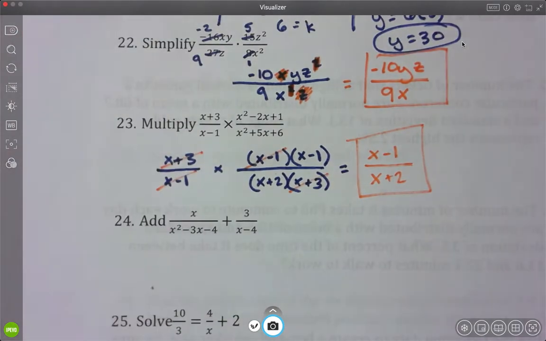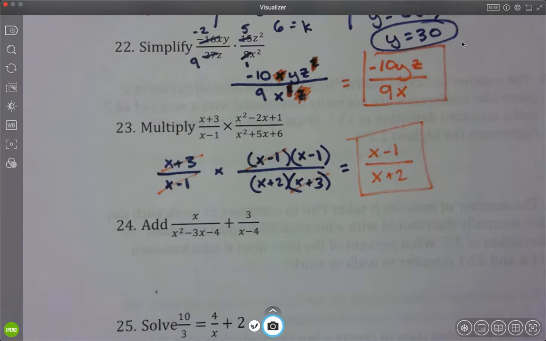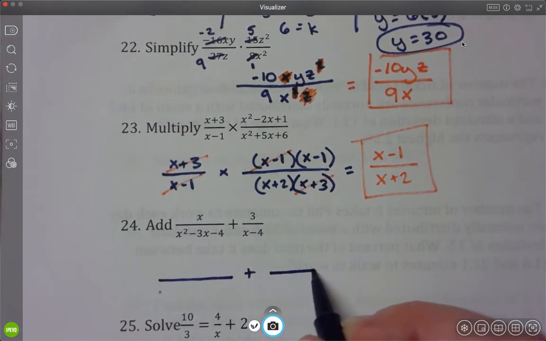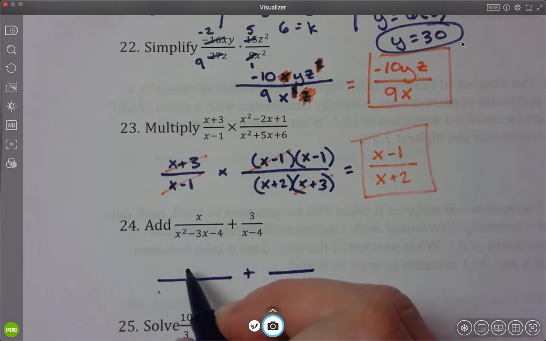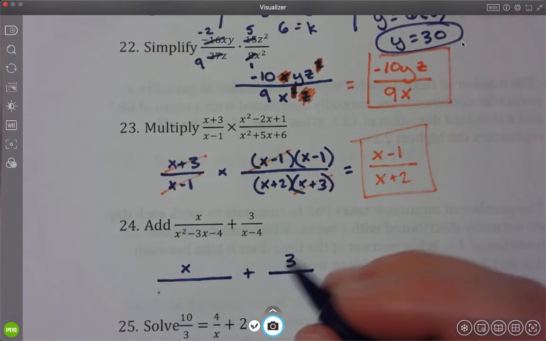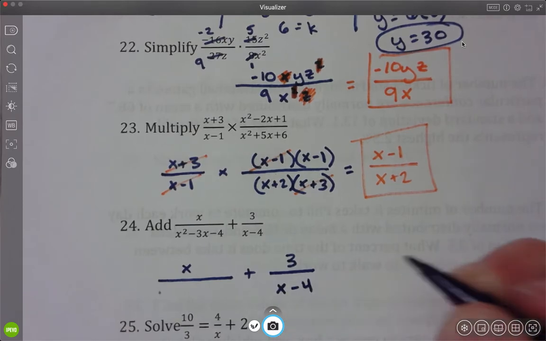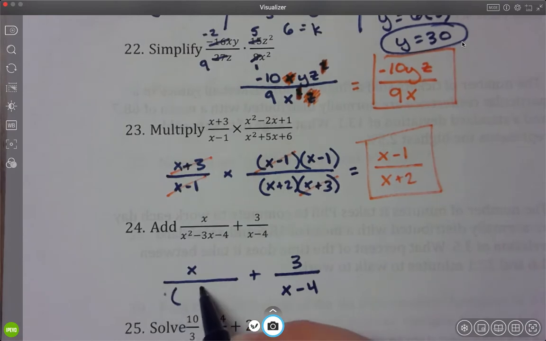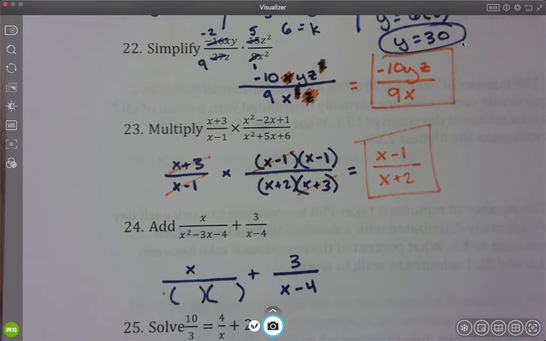So both of those problems we are multiplying, 22 and 23, but here in 24 we are adding. And adding is kind of a weird thing. When you add, you have to find a common denominator. So I'm just going to have this x chill out here and this 3 chill out here. And x minus 4 won't break down, but this x squared minus 3x minus 4, let's break him down and see if he will simplify a little bit.